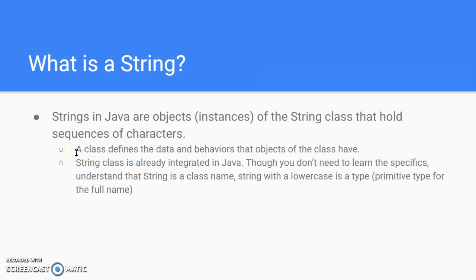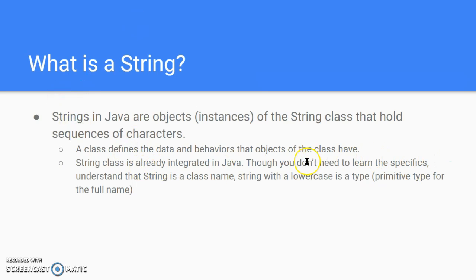As previously stated, a class defines the data and behaviors that objects of the class have. The string class is already integrated in Java. This means it's a parent class, meaning that you can use the methods and data and fields of that class in your own class. That way you don't have to redefine everything. You don't have to do the very basic things in order to use them.